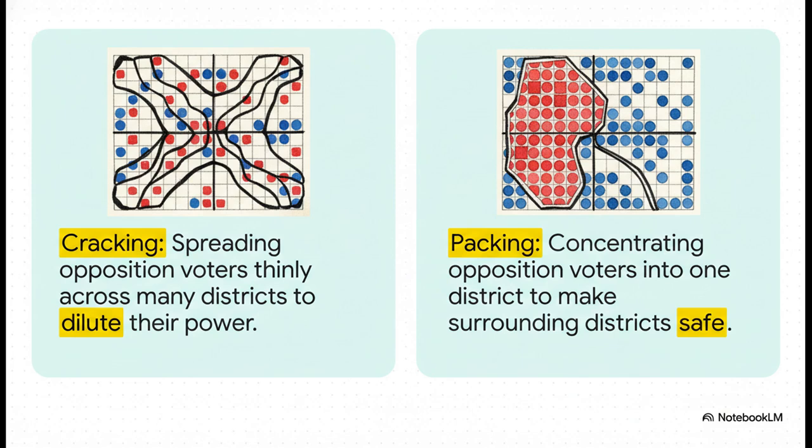Cracking is when you take the other party's voters and spread them out so thinly across a bunch of districts that they can't win in any of them. Packing is the opposite. You cram as many of their voters as you can into just one or two districts. Sure, they'll win those districts in a landslide, but now all the surrounding districts are safe wins for your party. It's a very powerful tool in political geography.